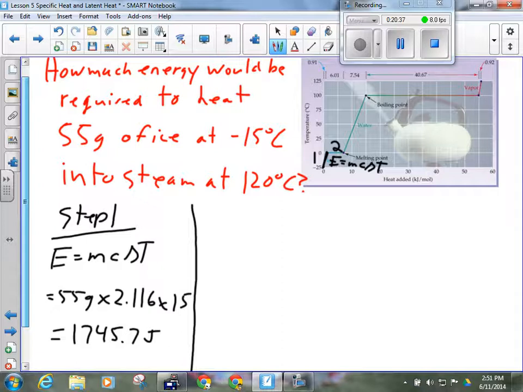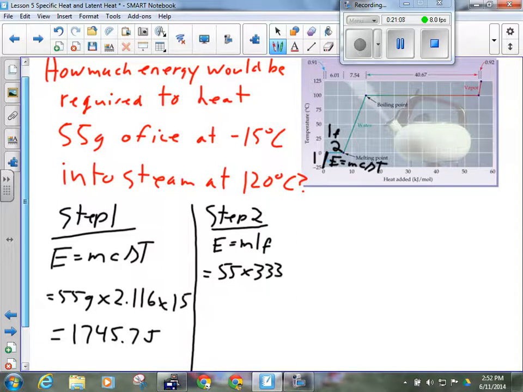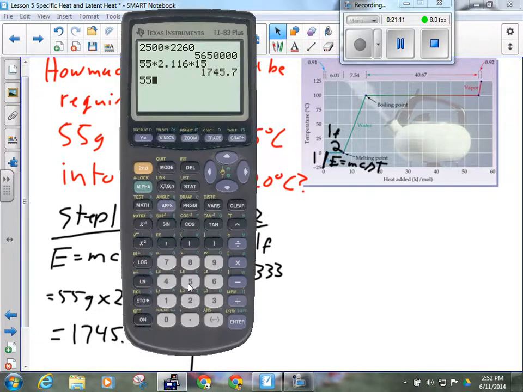M times LF. Okay, the mass of the ice times the amount of energy required to melt every gram of it, which is 333, the latent heat of fusion of water. All right, so step 2, E equals MLF. Right, so down here in step 2, we always use LF. In fact, we always use E equals MLF. All right, mass is still 55 grams times 333 joules per gram. All right, so we're looking at 18,315 joules.